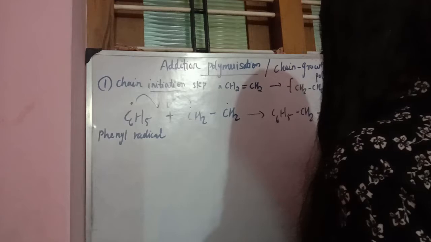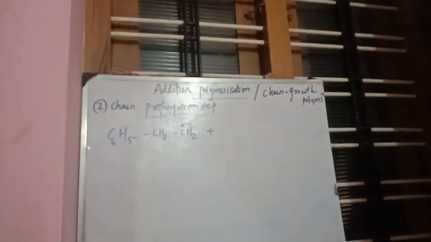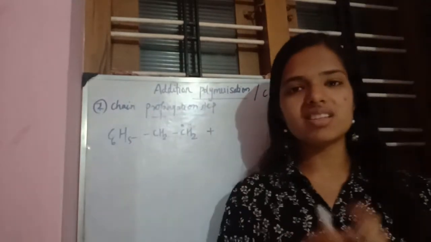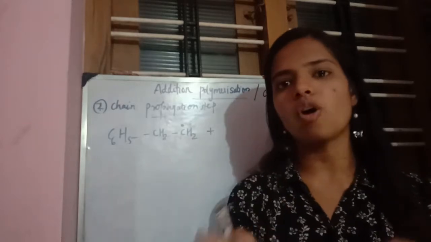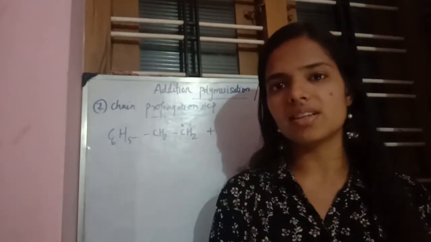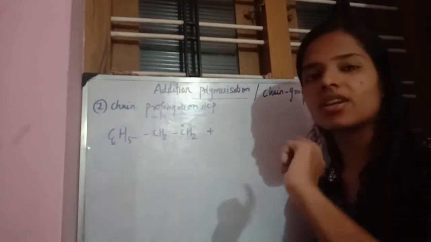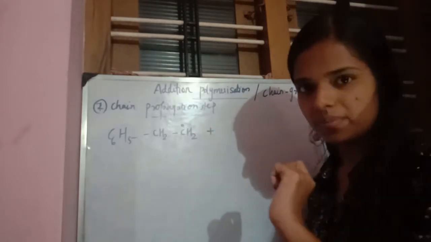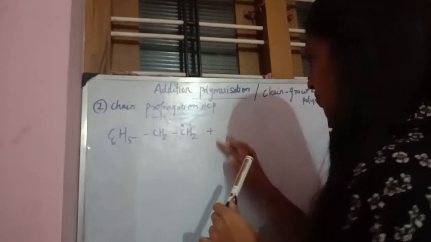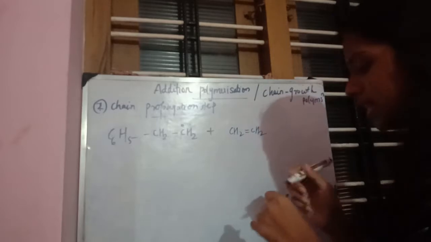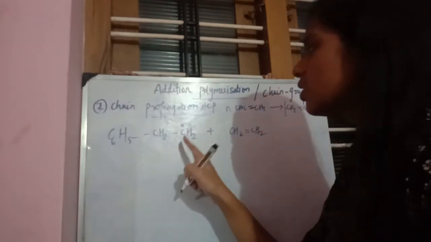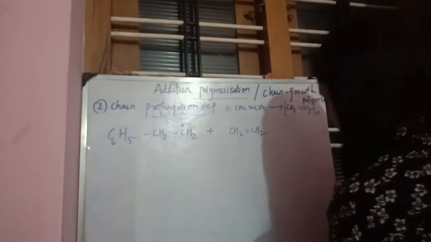Now the second step is known as the chain propagation step. Here the chain propagates, and we are using the product which is formed from the previous step, that is the chain initiation step. This is the product which we got after the chain is initiated. So it combines with a new ethene molecule. In the second step, this radical combines with another CH2 double bond CH2.